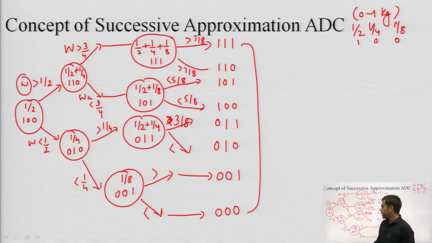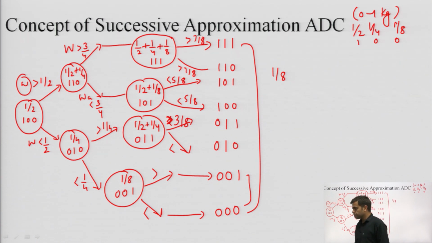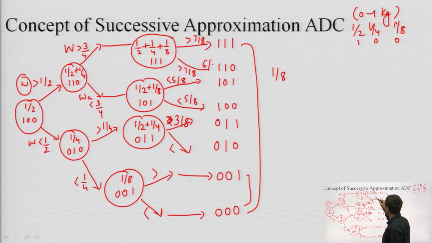And there is one more point, as we have seen that the minimum gap is 1 by 8. So if the minimum gap between the two values is 1 by 8, we can mark it as 7 by 8, then this is 6 by 8, then this is 5 by 8, 4 by 8, 3 by 8, 2 by 8, and 1 by 8, and this is 0 by 8.